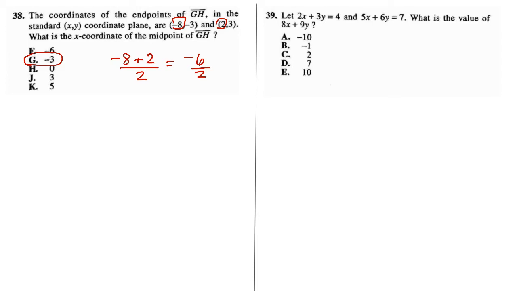Moving on to 39. Well, this one is kind of a tricky problem. There's 2x plus 3y equals 4, 5x plus 6y equals 7. Well, guess what 8x plus 9y is going to have to be equal to? 10. It's going to be 10. Imagine that. How strange. Now, we could go through and solve this, but it will always work out to be that because it's the way it's going up in order.